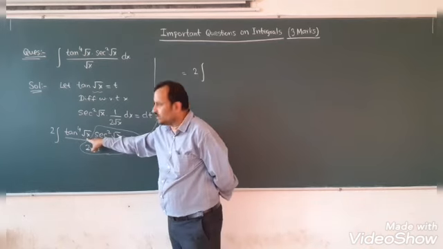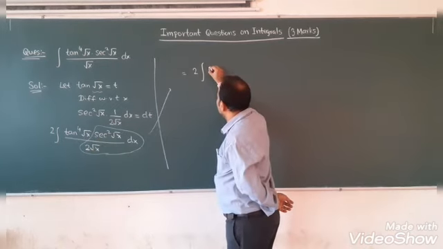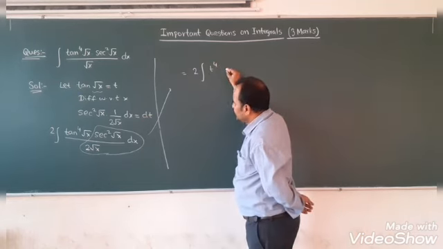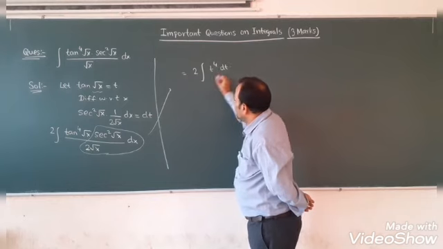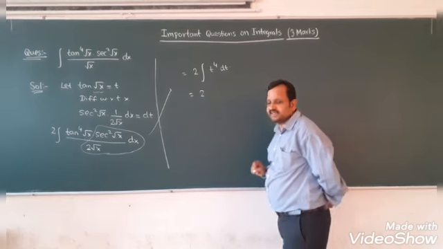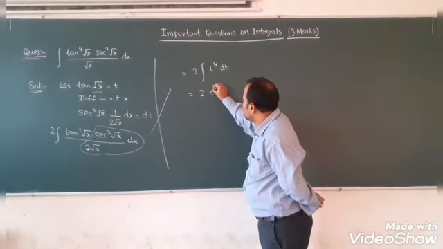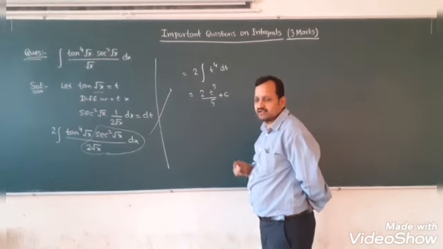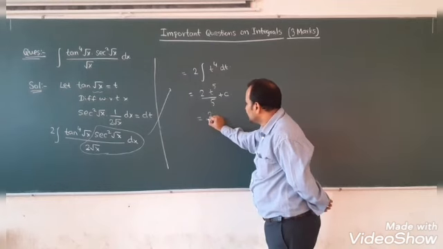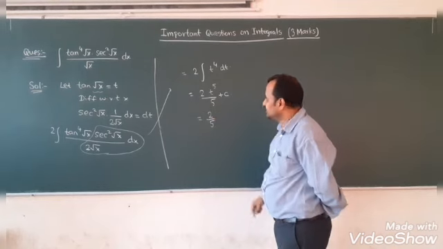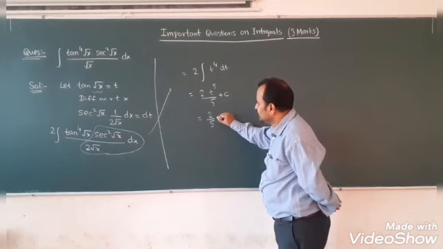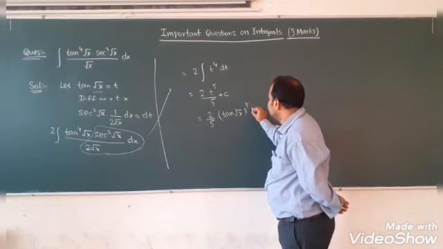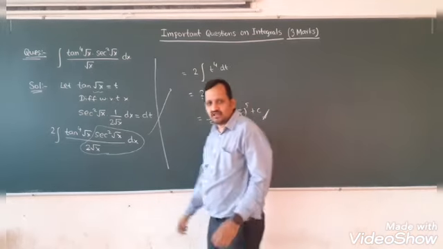Now tan root x is equal to t. So this is t power 4, and this will become dt. Or we can say 2 into integral of t power 4, which is t power 5 divided by 5 plus c. The answer should be in terms of x. So the answer of this question is 2 by 5 times t, and t is tan root x, to the power 5, plus c. So this is the required answer.